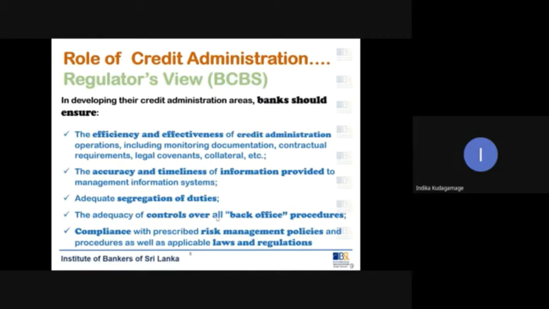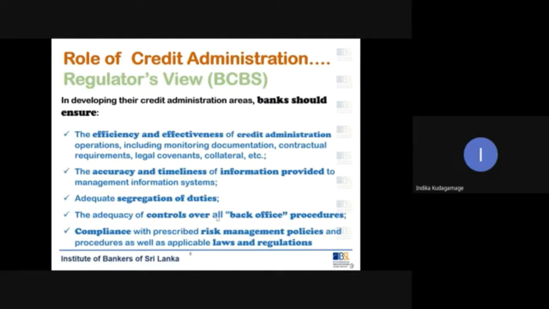Right? So control over the back office function. Then compliance with risk management policies, laws and regulations of the country. So these are the 5 items to be taken care of when you're designing a credit administration function in a bank.